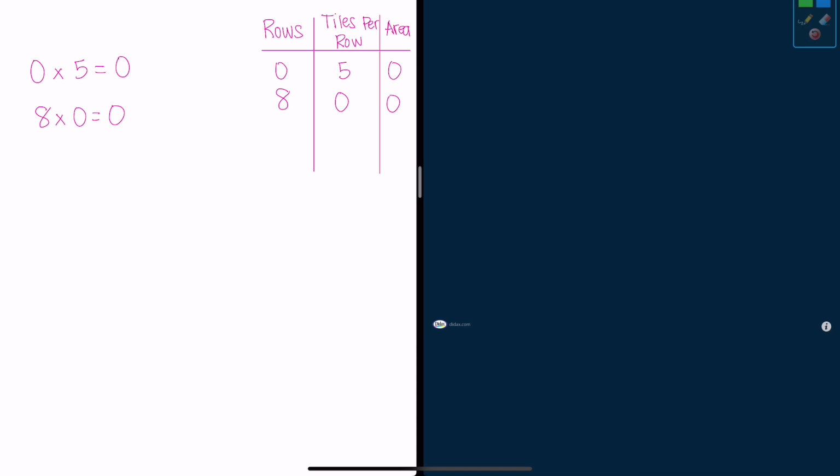Let's try one more. What if I asked you to build an area model for 0 rows of 1,873 tiles? How many tiles would it take to build this model? Once again, it would take 0 tiles because we have 0 rows. The multiplication equation for this looks like 0 rows of 1,873 tiles is the same as an area of 0. Look at our multiplication equations and the information in the chart. What do you notice?